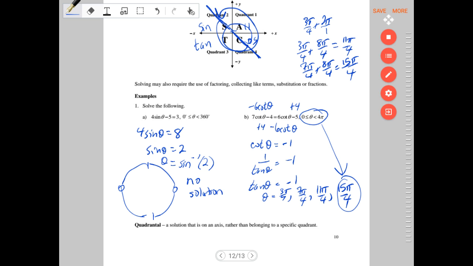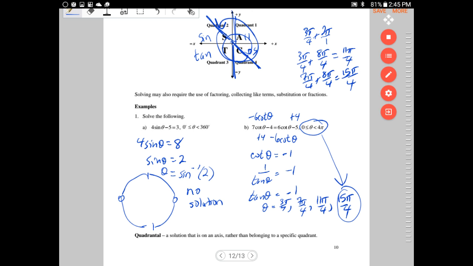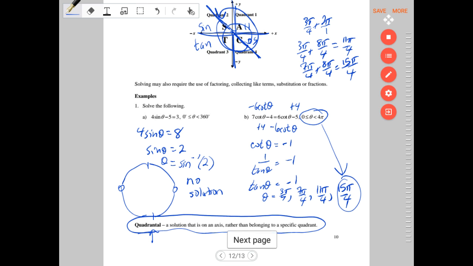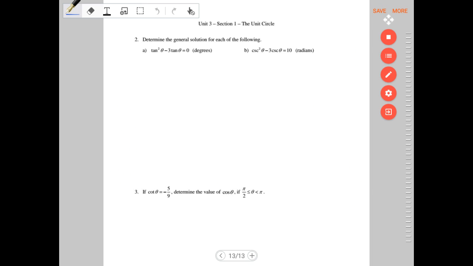Okay, awesome. Now, if you get a solution that is actually right on the axes, so right on the x or y axes, those are known as quadrantal. So it's a solution that's right on an axis rather than belonging to a specific quadrant. To determine what sign it's going to be, just look at whatever axis it's on, and that will help you out. So if you see this word quadrantal showing up, it's not in a quadrant, it is on an axis. Okay, let's try out the next page and finish this up.